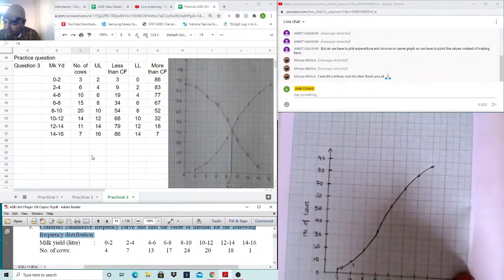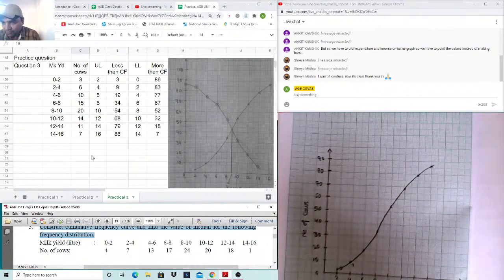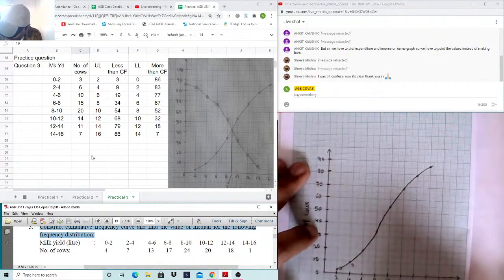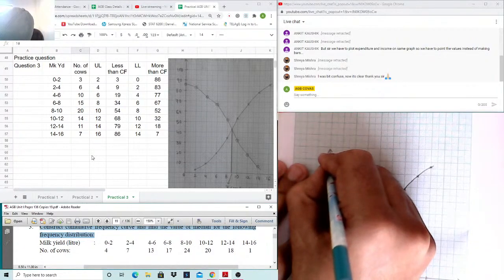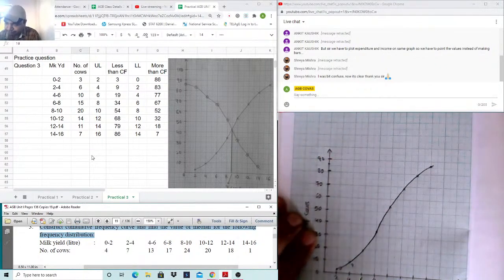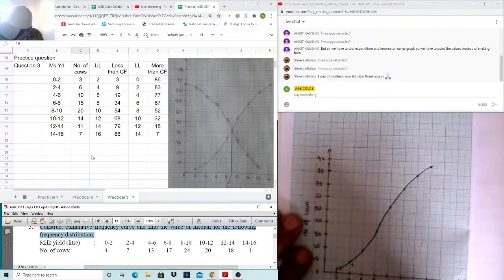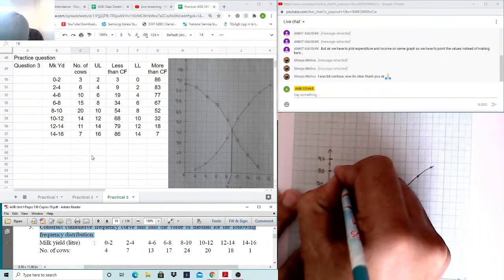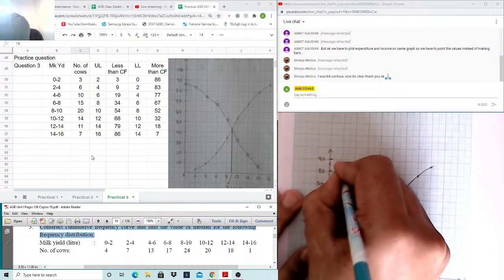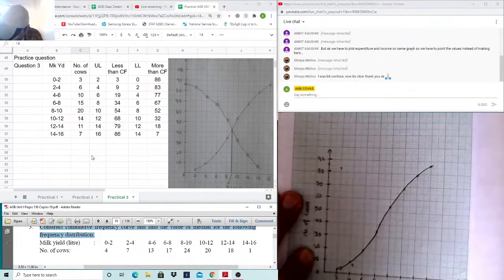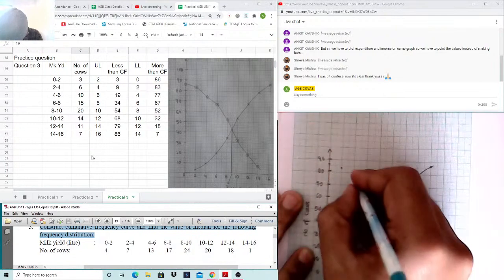Then now we will be constructing your more than frequency. So more than frequency, it starts at 0, which is 86. Then at 2 it is 83, that is 1, 2, and 3. Then at 4 it is 77.